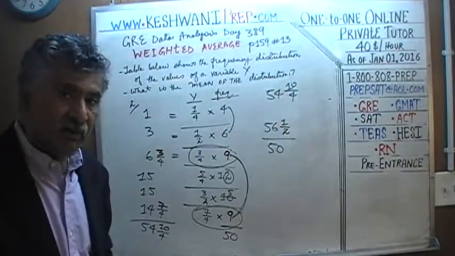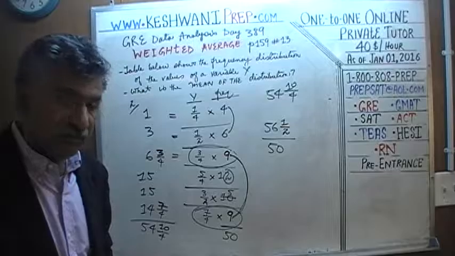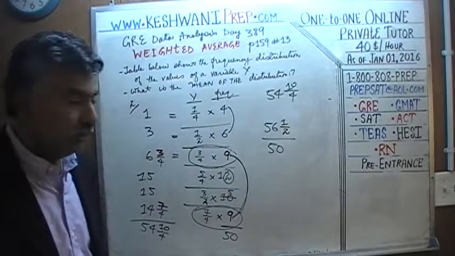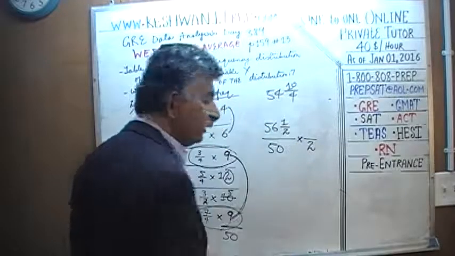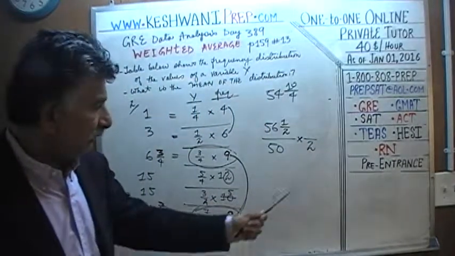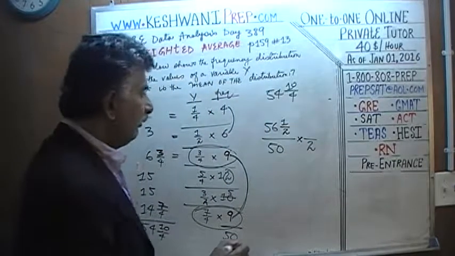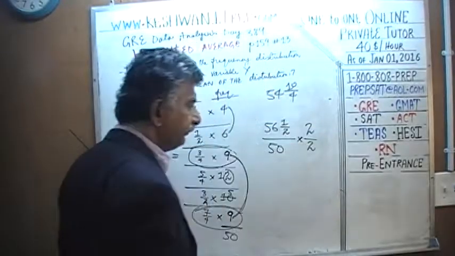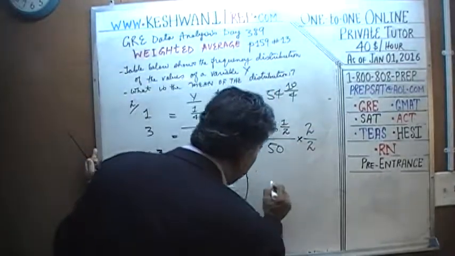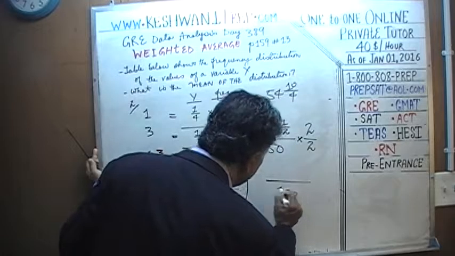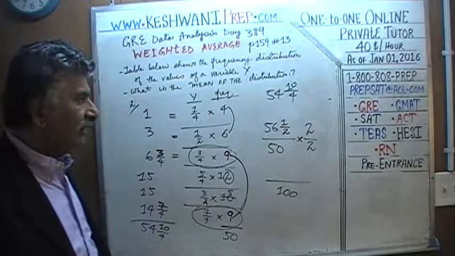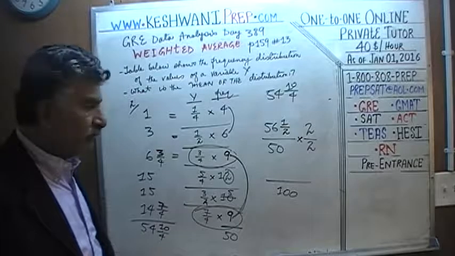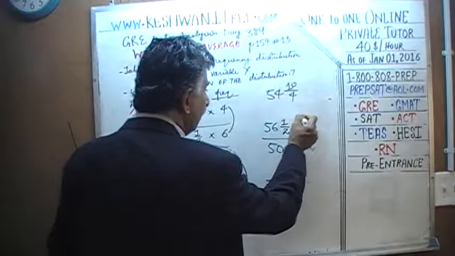Can we convert this bottom into 100 somehow? The answer is yes, of course, why not? Just multiply the bloody thing by 2, and there you go, now it's 100. But of course, we can't leave it like this. If you're going to multiply the bottom by 2, we must multiply the top by 2. That's it, we're done. The question is, how much is 56.5 times 2? Let's find out.